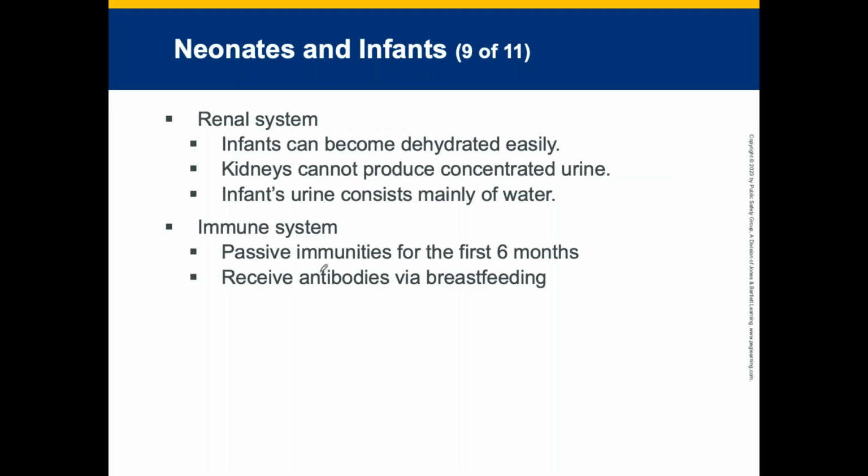All right, as far as neonates and infants in the renal system, infants can become dehydrated easily because their kidneys usually cannot produce concentrated urine. An infant's urine consists mainly of water, which can cause the development of electrolyte imbalances.